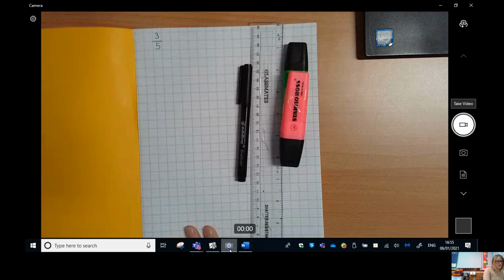So again, I'm going to shade in 1, 2, 3 parts. Hopefully your colouring is going to be better than mine. So I've got two different representations there already. Now it doesn't have to be something that you've drawn. I could also write it in words.